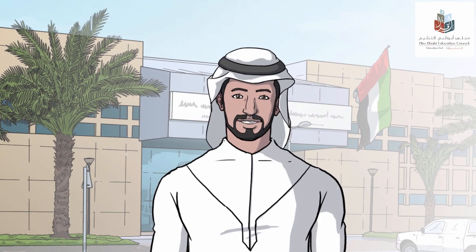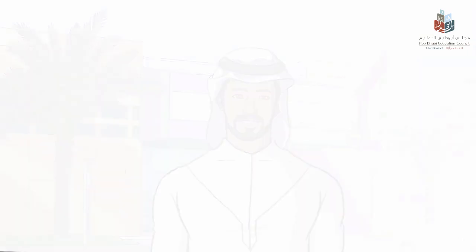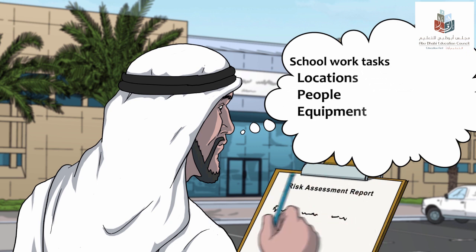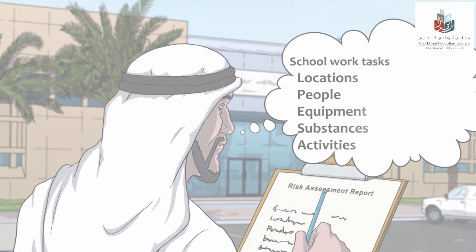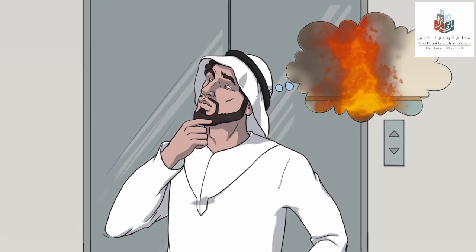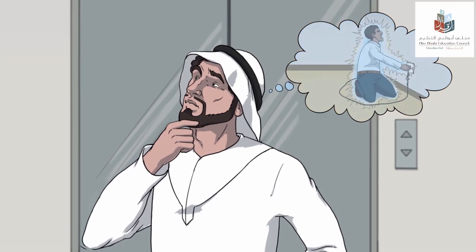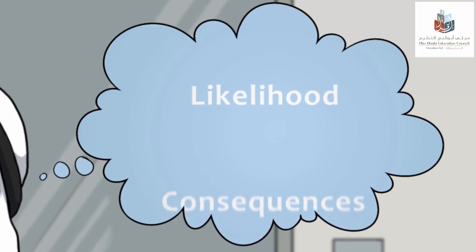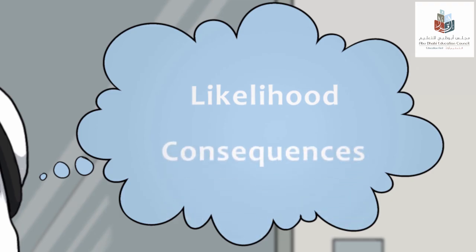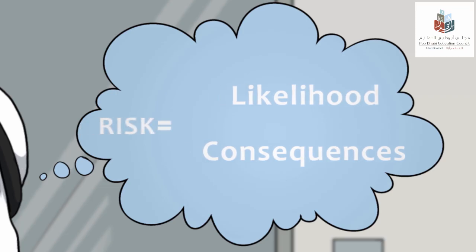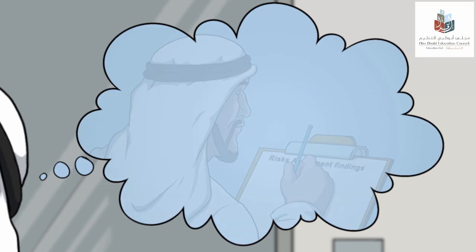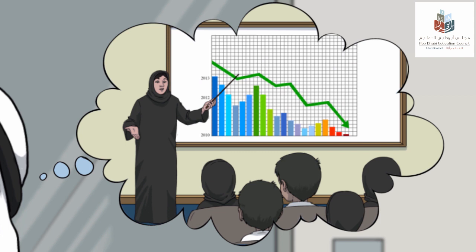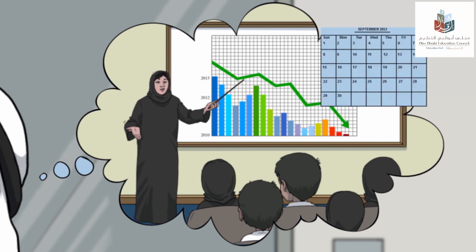The risk assessment process includes the following stages. 1. Listing our schoolwork tasks including locations, people, equipment, substances, and activities. 2. Identifying the risk. What are the hazards? Who might be harmed? How might they be harmed? 3. Estimating the risk in terms of likelihood and consequences. 4. Evaluating the risk. Risk is equal to likelihood times consequences. 5. Recording risk assessment findings. And 6. Reviewing risk assessment findings periodically.